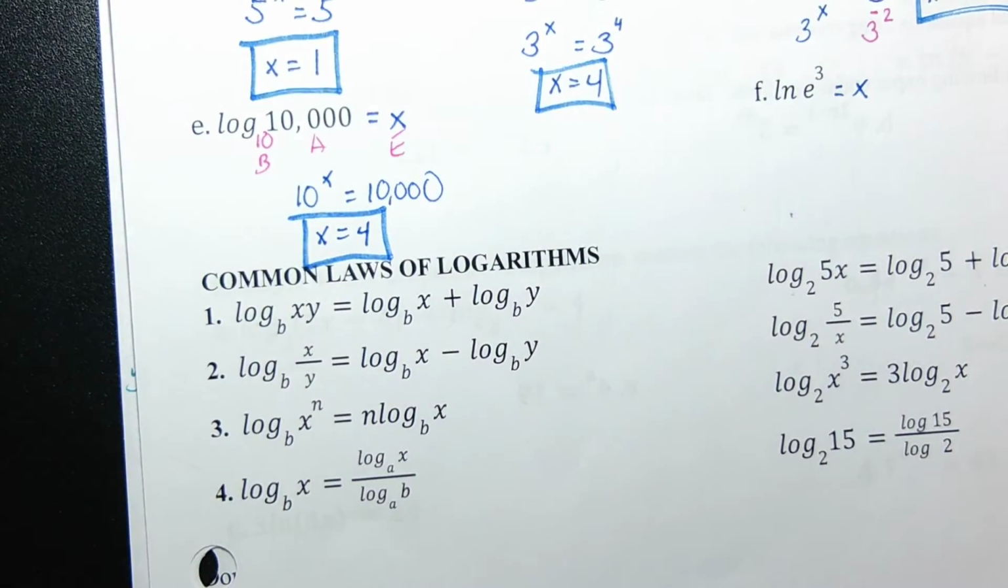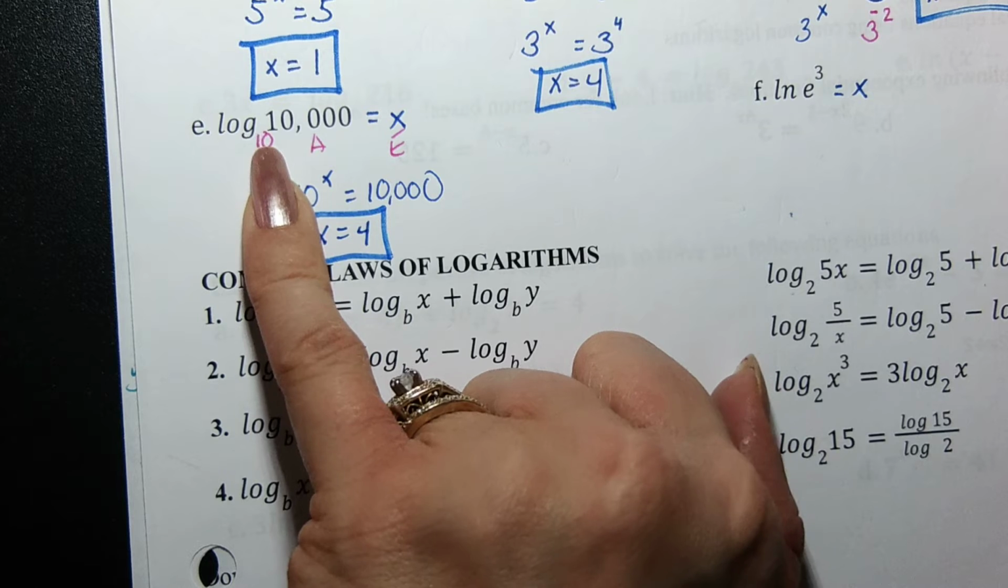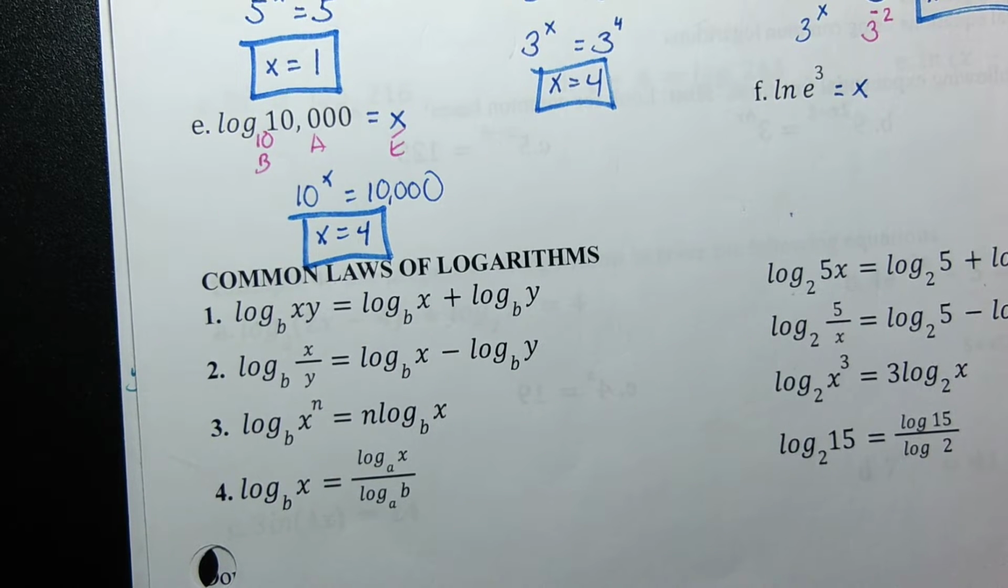Where'd you get the 10 from? So we put in that base because it's implied. So if I just have a log without a base written, base 10 is what we put in. Just like with a square root, when we did power divided by index, we put in that index number of 2.